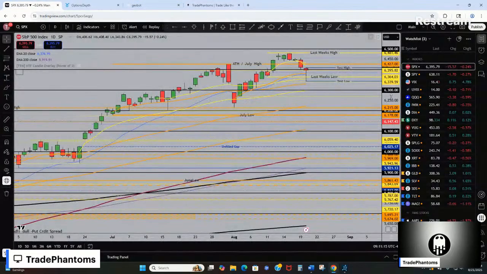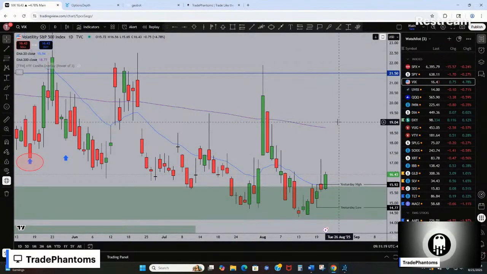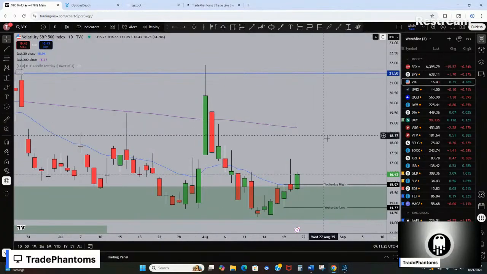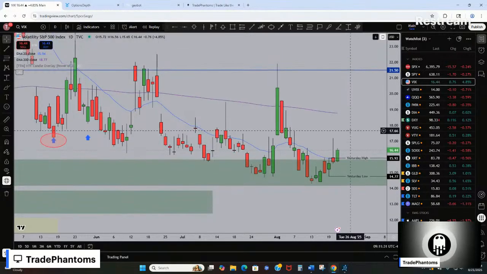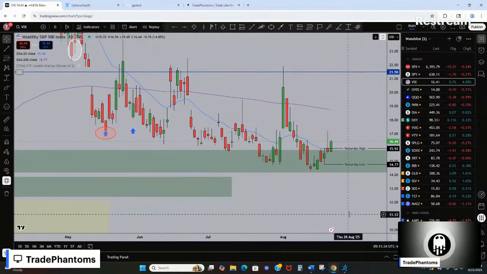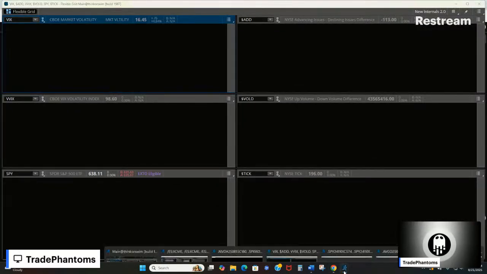VIX. Volatility index of the S&P 500, 30-day implied vol. All right. And so the key takeaway here is, very simply put, if VIX up, typically market down. If VIX down, market up. All right. That's going to be inverse correlation. There's a lot more to that, believe me. But just keep it simple for right now.